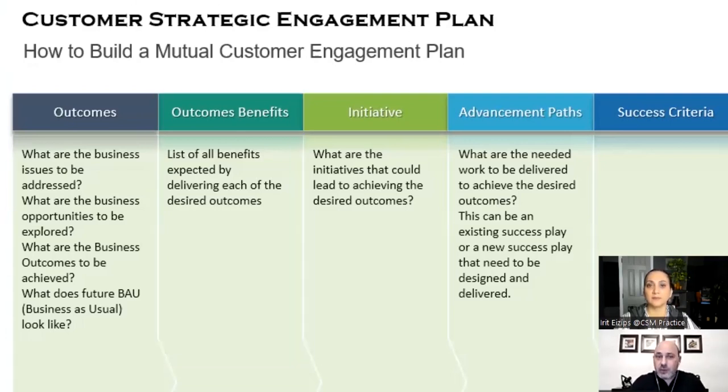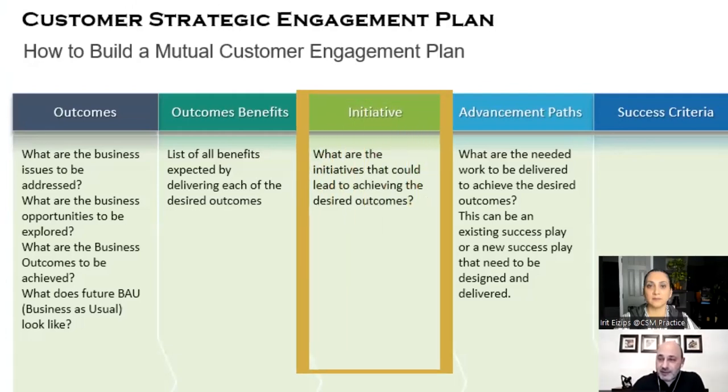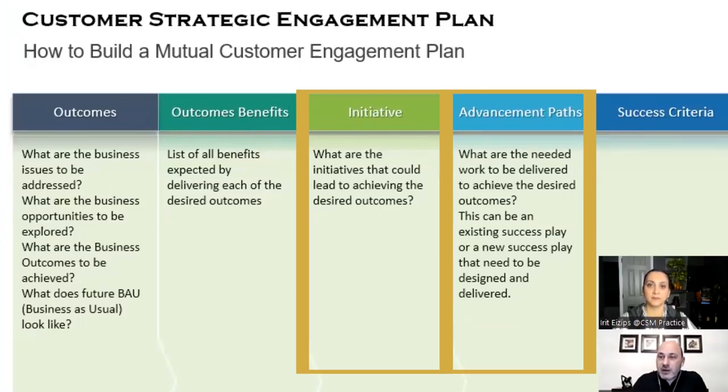Once we define those, now we start to work internally to build the success playbooks and plays, where the initiative and the advancement path. So what we want to deliver, or how we can deliver those outcomes, what we need to do to deliver those outcomes. What are the steps? What are the activities, the work?